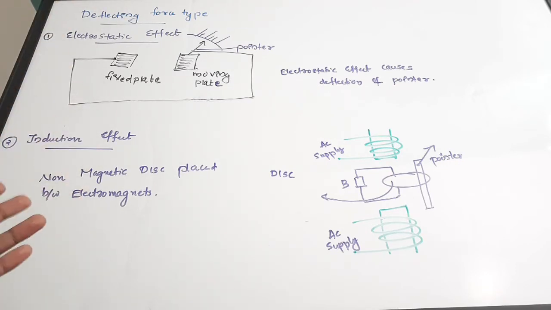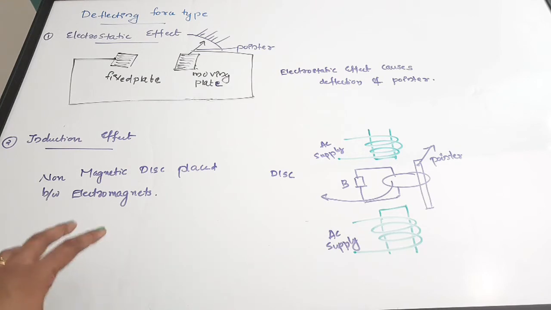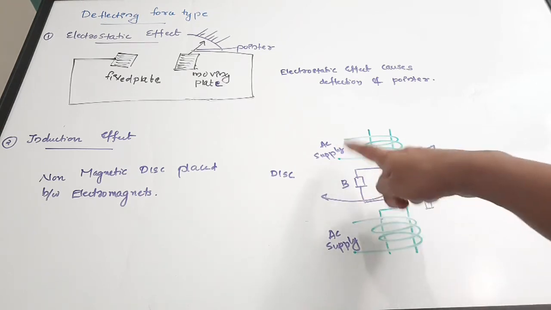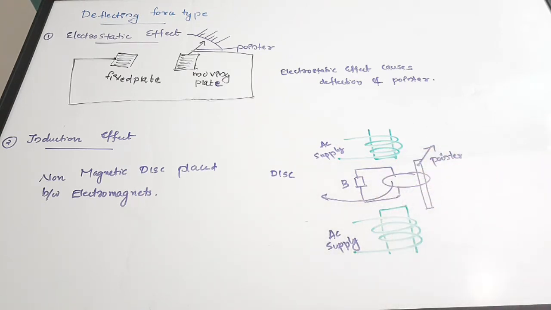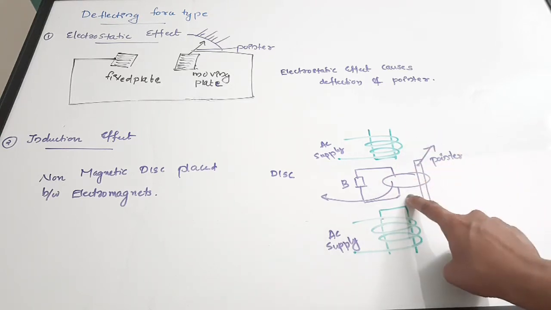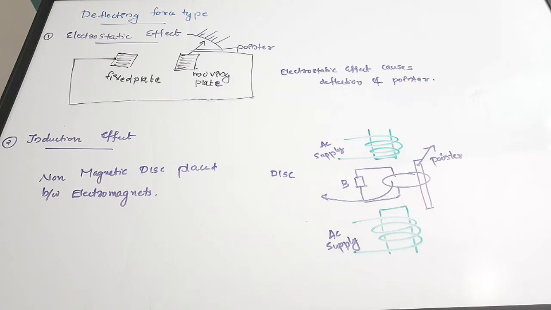Okay, and hence it gives the indication. The second type is the induction type. So there is an inductive force occurring here which causes the indication to happen or the pointer to move. If you see this figure, there are two electromagnets, and these electromagnets are excited with the help of an AC supply, and there is a non-magnetic conducting disc placed in between these electromagnets.